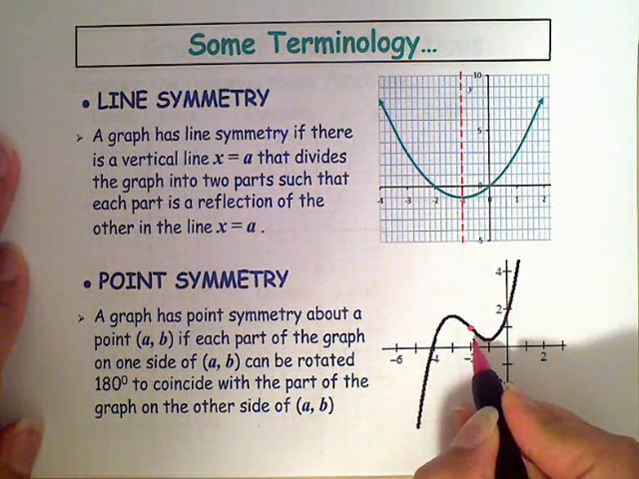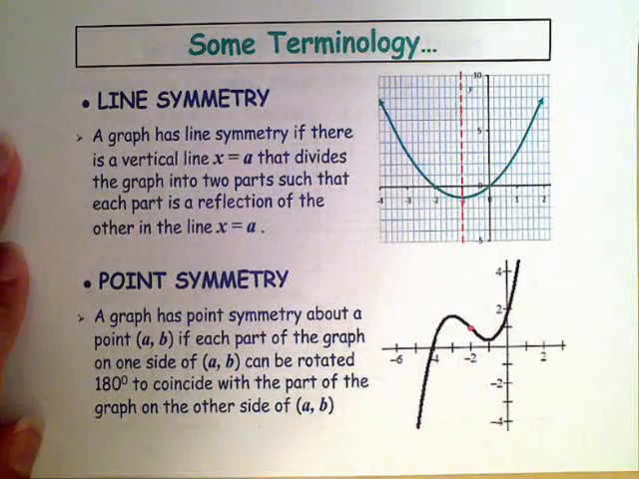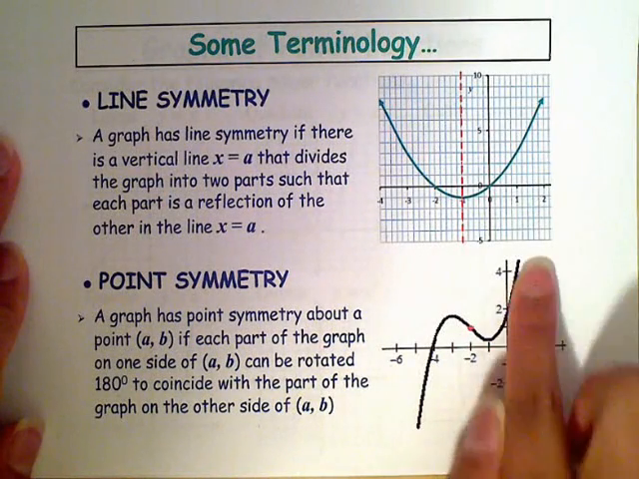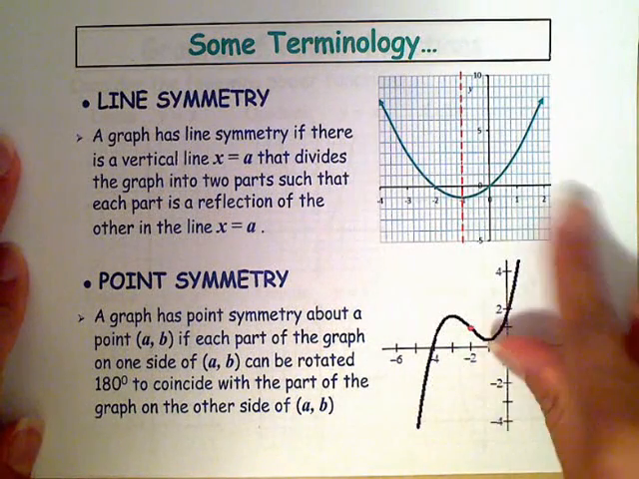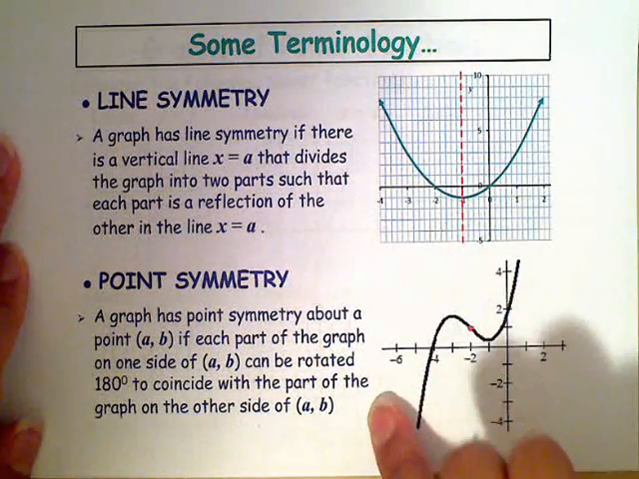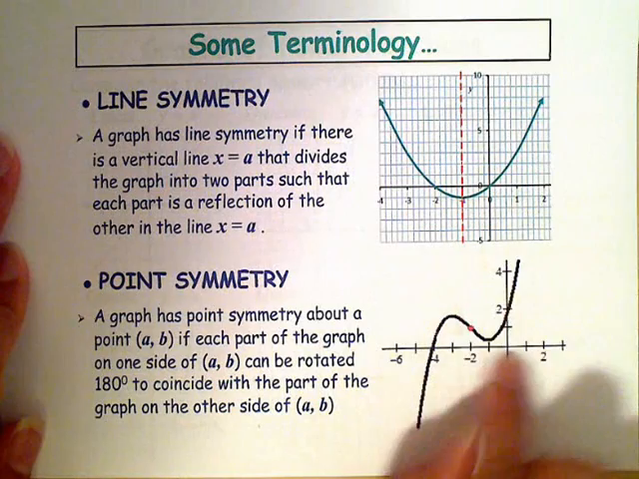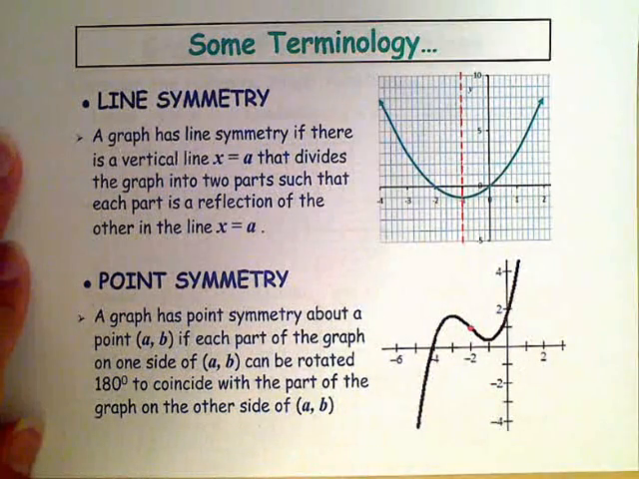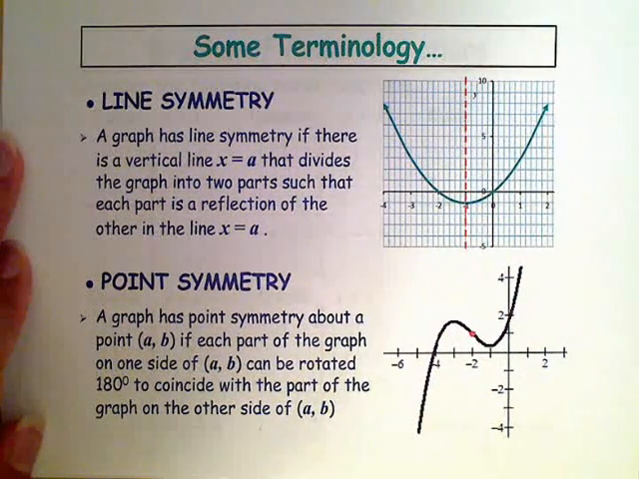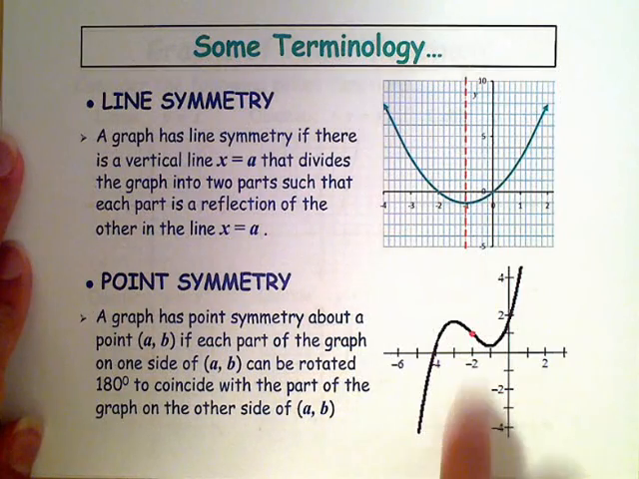What this means is if I take the right-hand side of the graph, or any of the points on the right-hand side, and I rotate it 180 degrees, the right side of the graph will coincide with the left side of the graph. Okay, so that looks at point symmetry. So you're looking at rotating 180 degrees around one point.